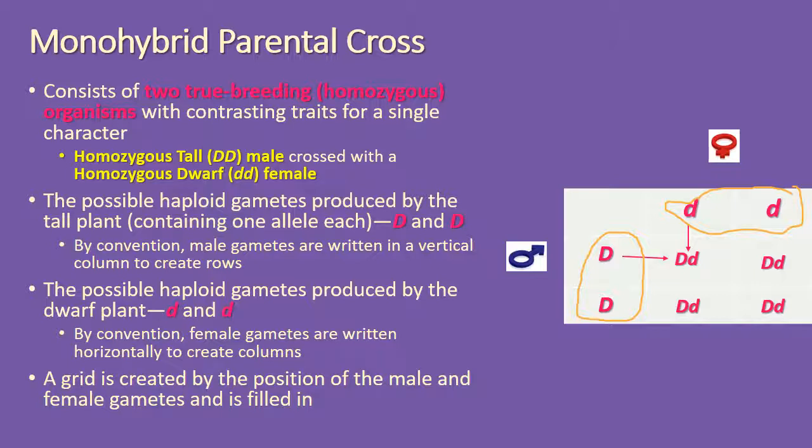And then it also gives you the percentage or the probability of what percentage of the progeny would be each genotype. So in here, all 4 are going to be heterozygous. So 4 out of 4, or 100%. So the phenotype of the F1 plants is all tall.